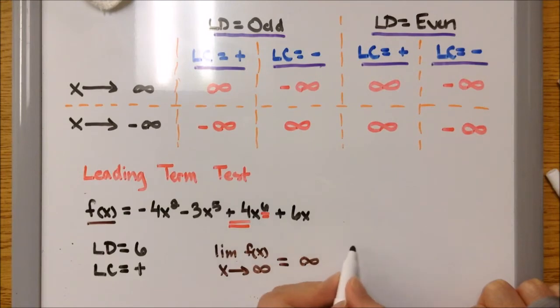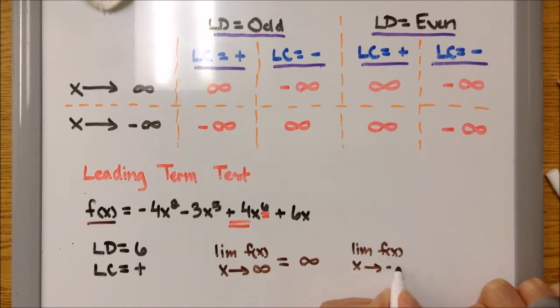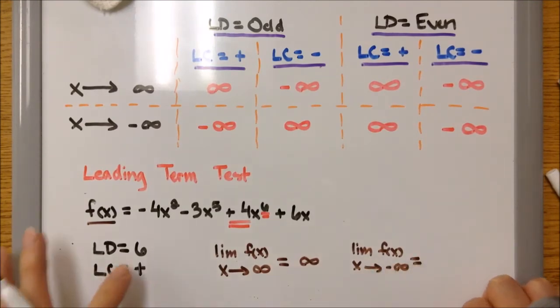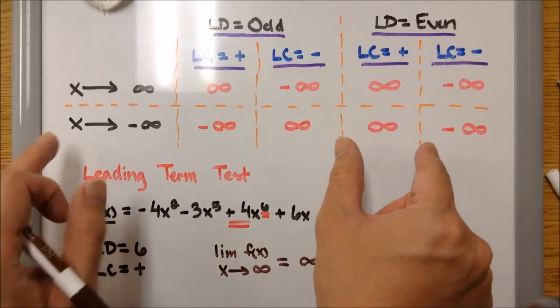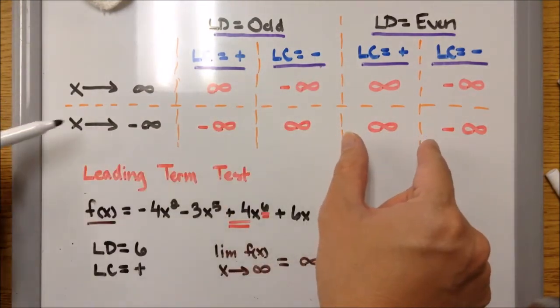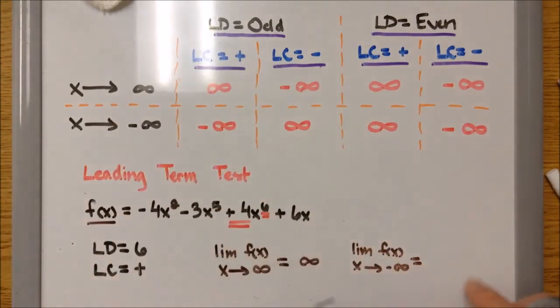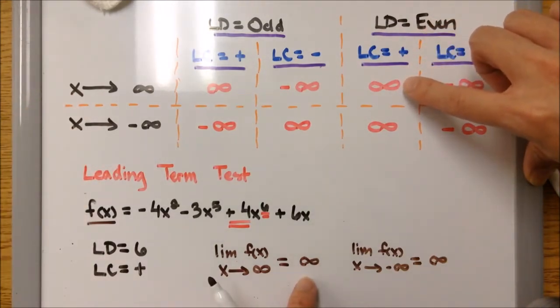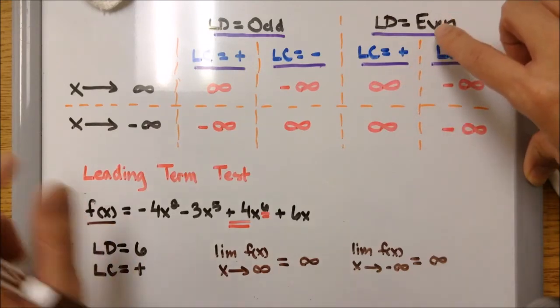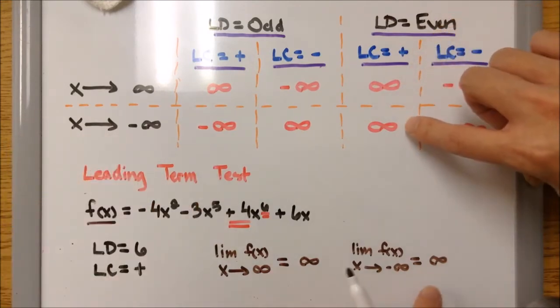Now we just do the left side. So the limit of f of x as x approaches negative infinity, the left side, equals, so again, going back to this side for even, then this column for positive. So my left side is this. Again, left side will equal this. So I'm going to write infinity. So my right side, even, positive, I got it right here. And then my left side, even, positive, here's my left side, I got it right there.